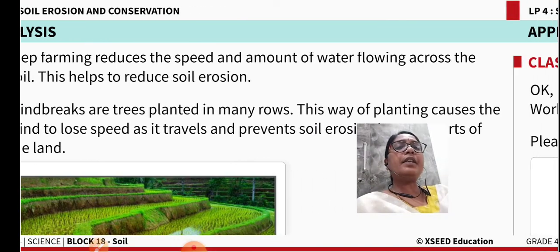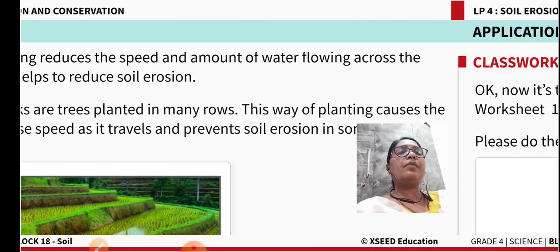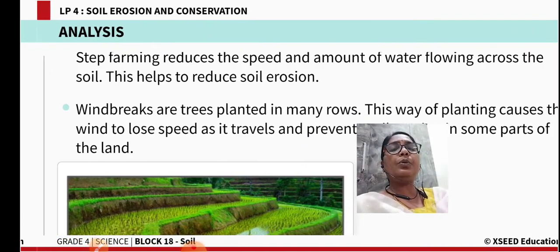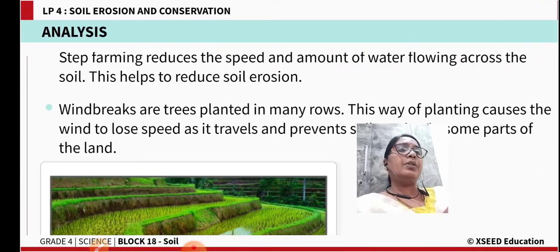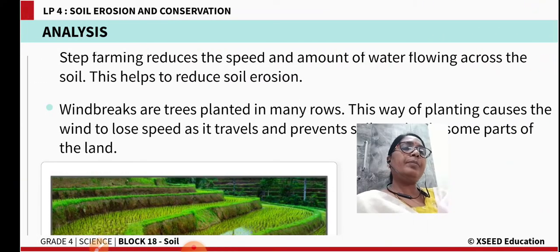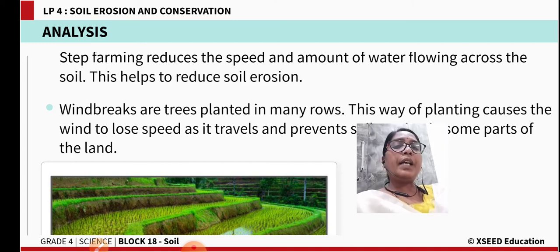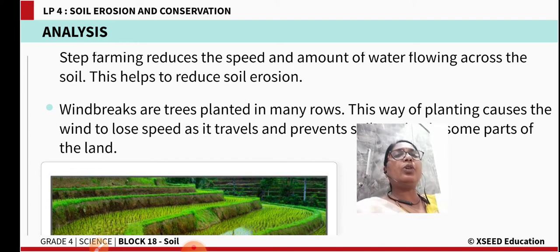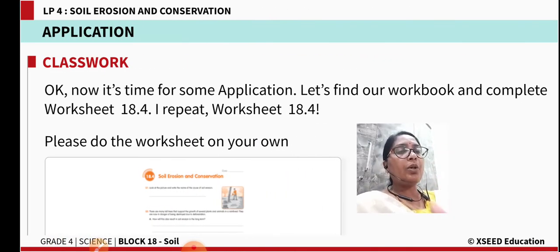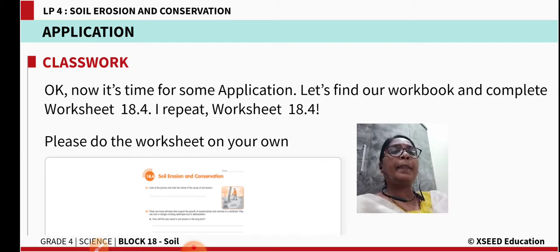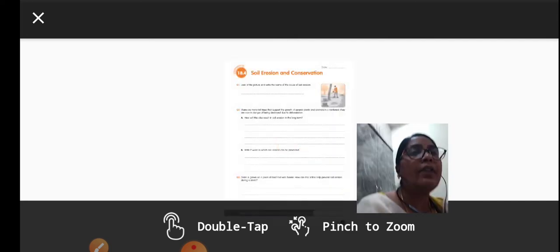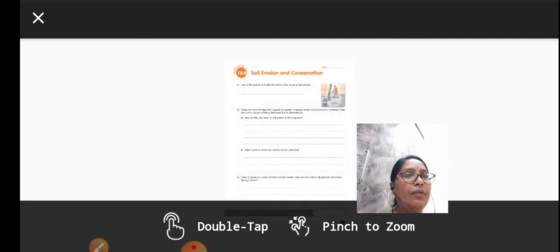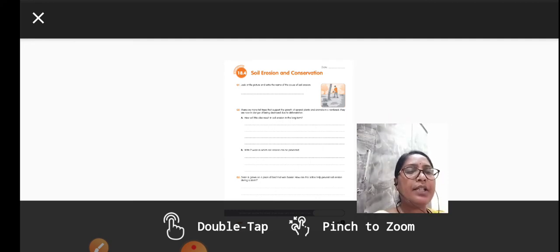Windbreakers are trees planted in many rows. This way of planting causes the wind to lose speed as it travels and prevents soil erosion. So it helps to reduce the speed of wind when you plant saplings in many rows. This is what is called a windbreaker. It stops the speed of wind. Now we will move on to the worksheet. We'll see what questions are given in this content and try to answer them.